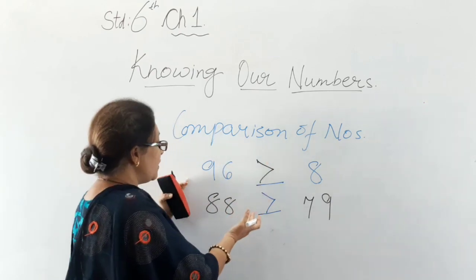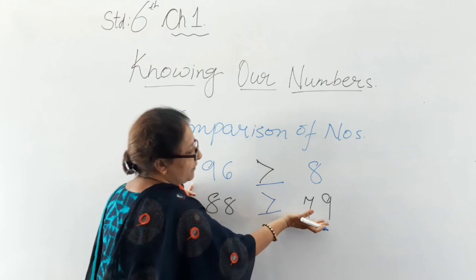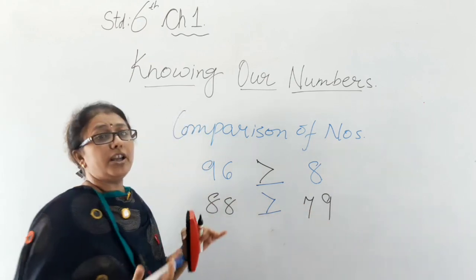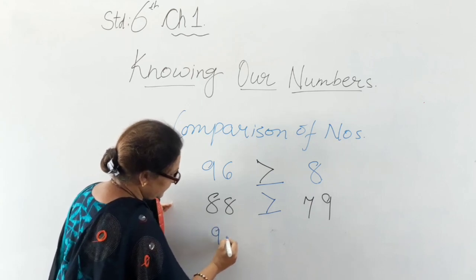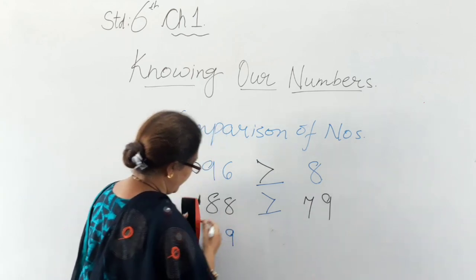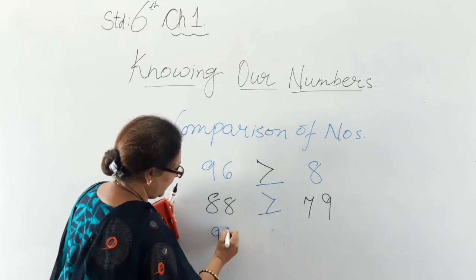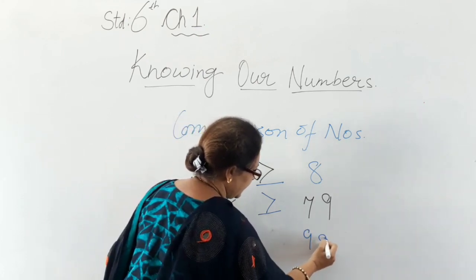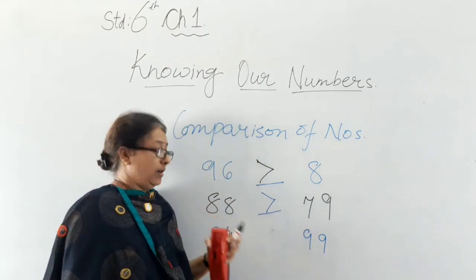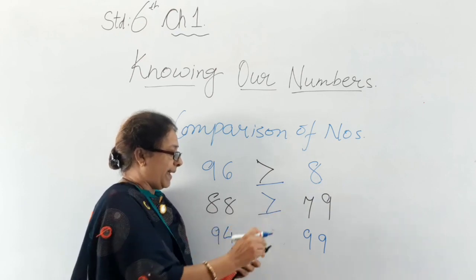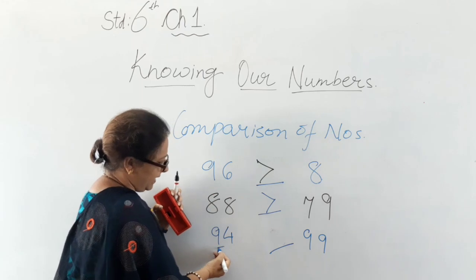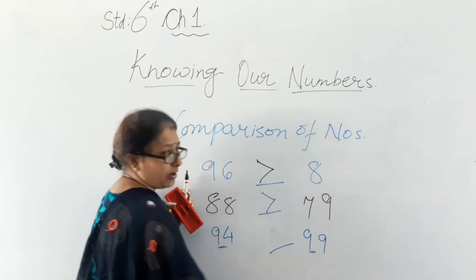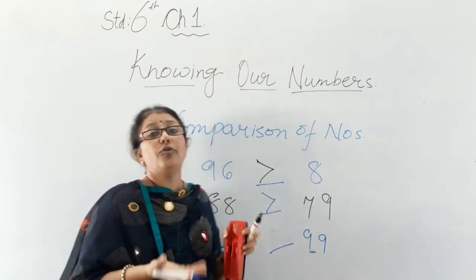Now this was because the first digits were different. What if the first digits are the same? Again with one example, 94 and 99. Now if we compare the numbers, both first digits are 9. Here it is 9, and here also it is 9. Then what will we do?